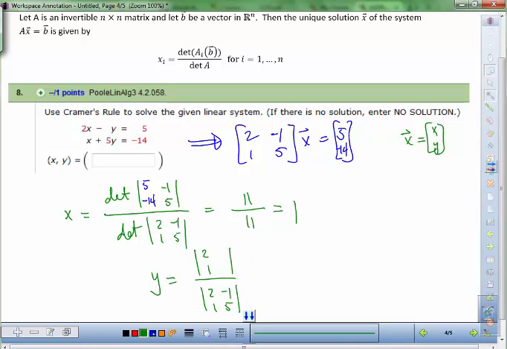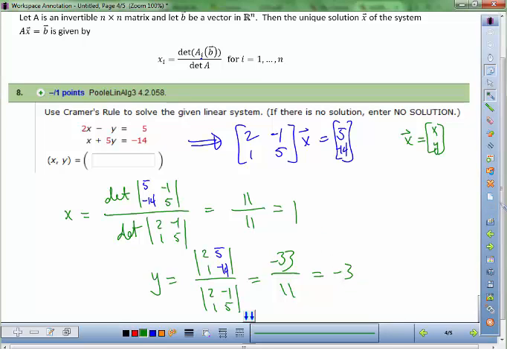So to get the y component, that's y or x2 according to the formula, you're going to take the determinant of your matrix where you replace the second column by your vector b. So that's 5, negative 14 for that column. And then the denominator stays the same. So what's this going to turn out to be? This is negative 28 minus 5, negative 33. And this is the same one, 11. So that looks like it's going to be negative 3 for your y value. I hope so. I think my answer should be 1 comma negative 3. And we'll check that right now.